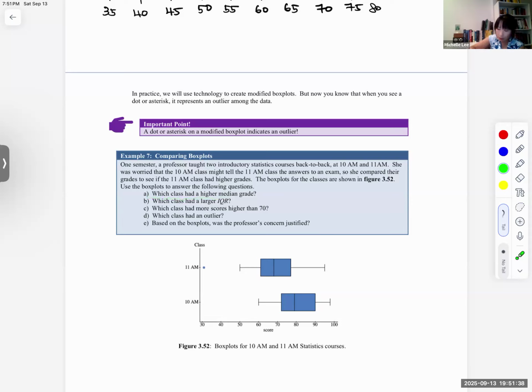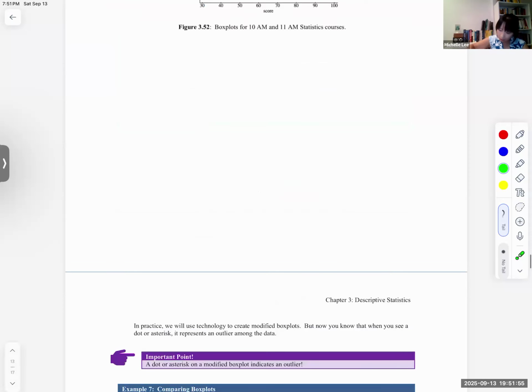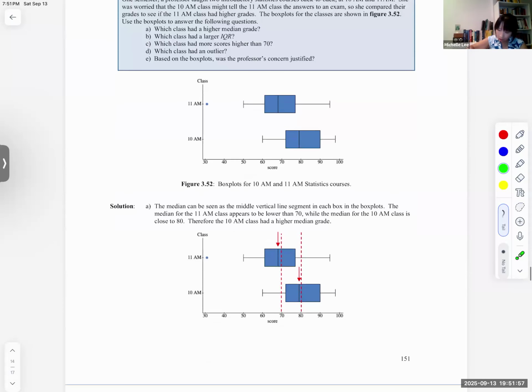So where's the median? The median is here, right? Higher? This is much higher, right? Is it much? So this one is less than 70, this one is 80. Yeah, much. Okay, so we have a nice picture, right? So the median. Let me write that. Median, see here. So 10 a.m. is better.